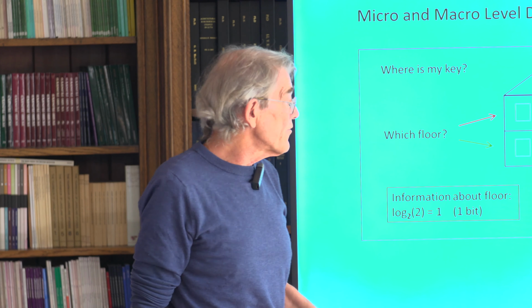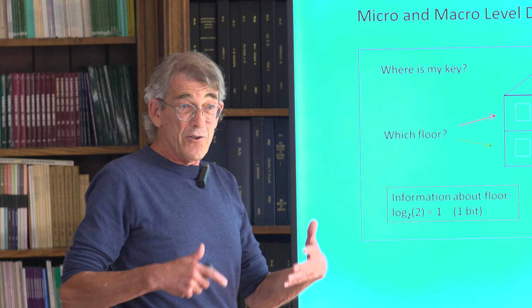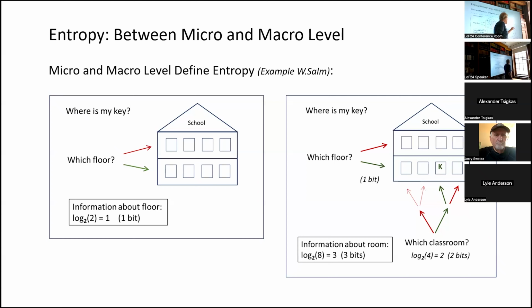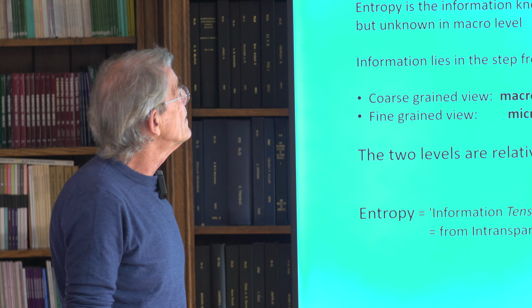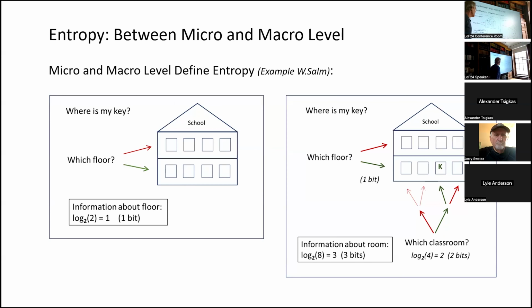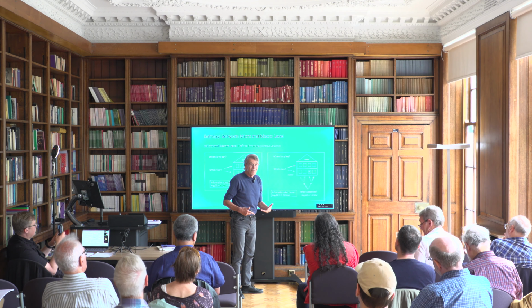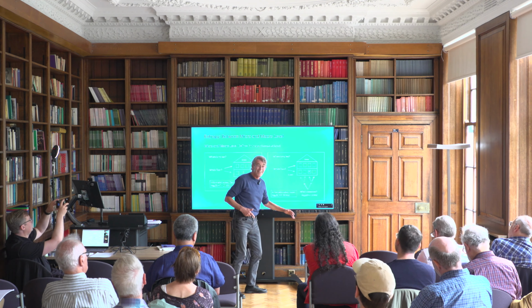This is not enough. He doesn't know where the key is. He just knows which floor. So if he wants to know more about the key, there are maybe four rooms. So in which room is it? We have 4 choices, and this means 2 bits, logarithmically. Even if he knows in which room it is, maybe he doesn't find the key. So you can always go further in detail.